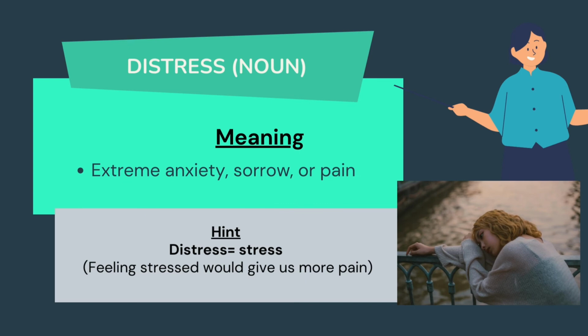Our next word is distress. Distress is a noun. It means an extremely anxious condition, extreme anxiety, sorrow, or pain, or gloominess. Someone who is in agony is distressed. By thinking about stress, you can memorize the meaning of distress, because when somebody is in stress he feels pain, he finds himself in pain, in agony. So you can also understand that a high level of stress is called distress.